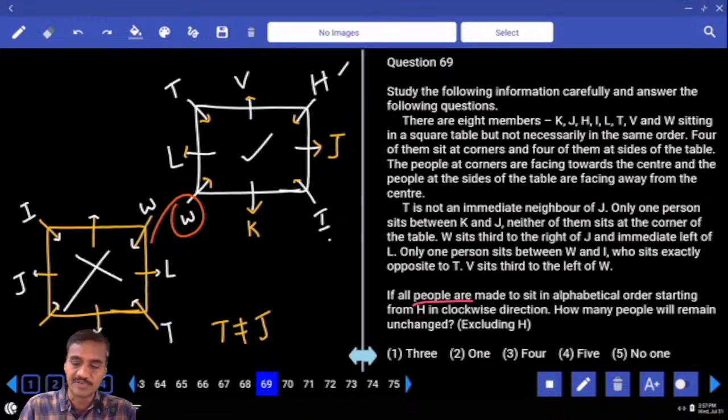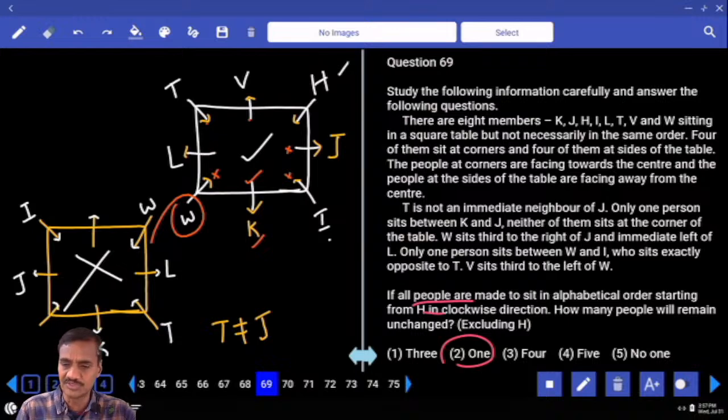And if all the people are made to sit in alphabetical order starting from H in clockwise: H, I, J, K, L, next to L, T, V, and W. Then how many persons remain at the same position? Only one person remained at the same position, that is K. Next one, question number 69.